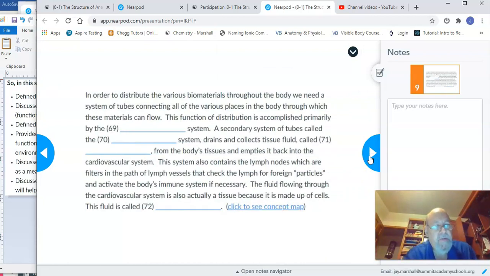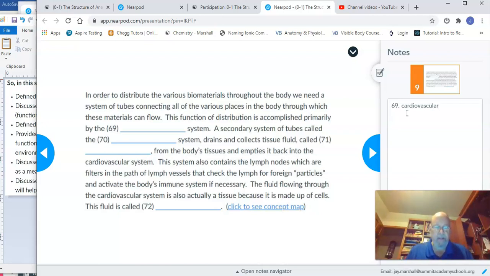Now, in order to distribute the various biomaterials throughout the body, we need a system of tubes that connects all the various places in the body through which these materials can flow. And this function of distribution is accomplished primarily by the cardiovascular system. I want to use this instead of circulatory because this tells me more information. It tells me that I've got a system of a pump and tubes. Cardio is the pump, vascular is the system of tubes. I've got a system of a pump with tubes that's going to accomplish this for me.